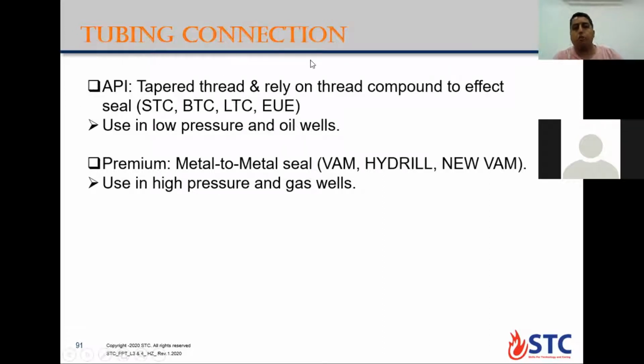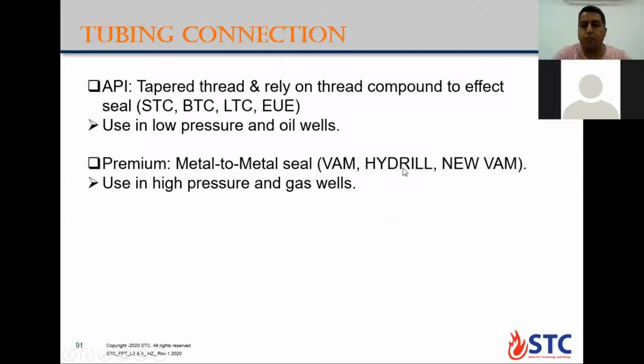As we said, for tubing connections we have API thread. This relies on thread compound or the grease you install between the pin and box connection to make the seal, like STC, Patris, LTC, or EUE. This type of connection is usually used in production with low pressure and oil wells. The premium one is a metal to metal seal.